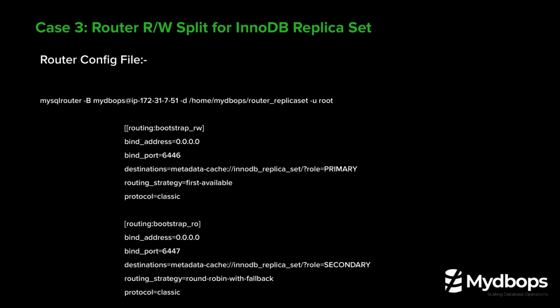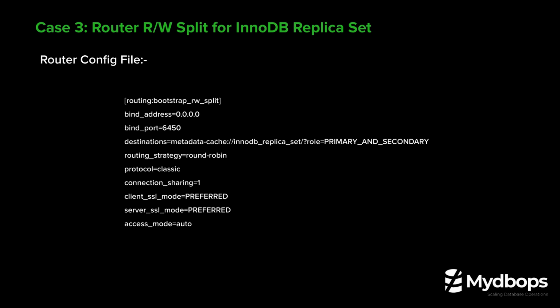Here it is similar to MySQL InnoDB cluster. The bootstrap function is also available. So whenever we run a command, it will automatically get the data from the metadata cache of the MySQL admin API. It will give the information about the InnoDB replica set, what servers are available. Similar to InnoDB cluster set, here also we have a read write split available.